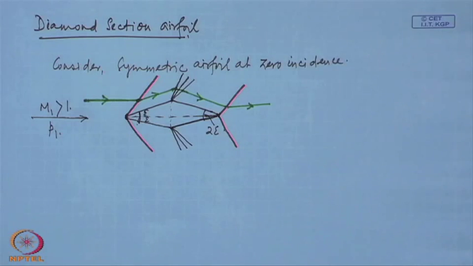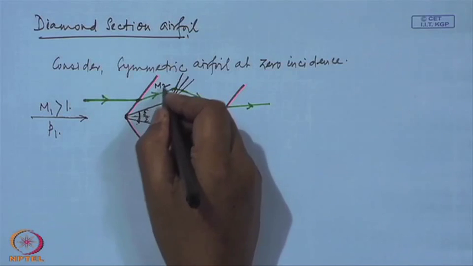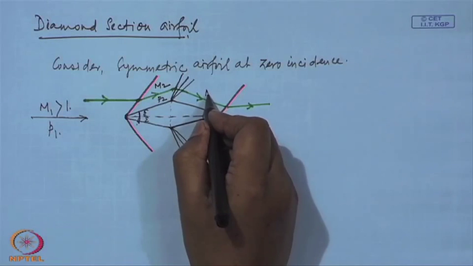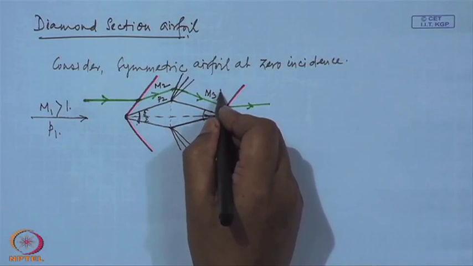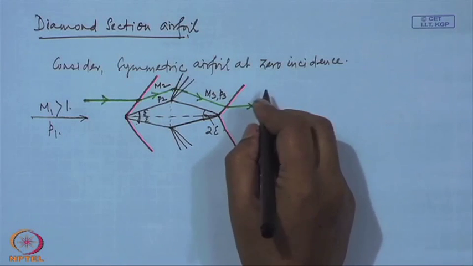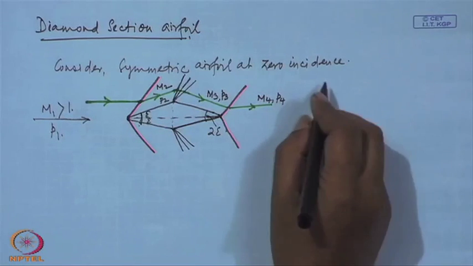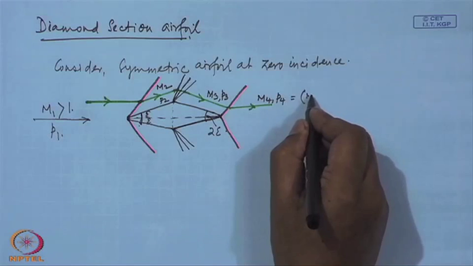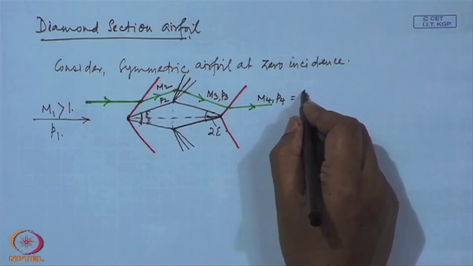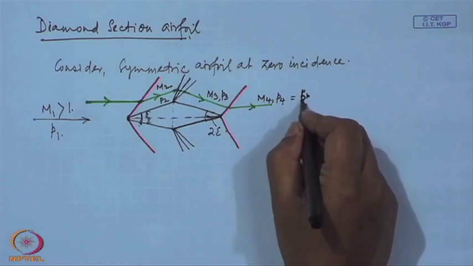Now, let us say the Mach number here is M2 and the pressure is P2, and here it is M3 and P3, and here it is M4 and P4, which should be P1, this P4 should be P1.